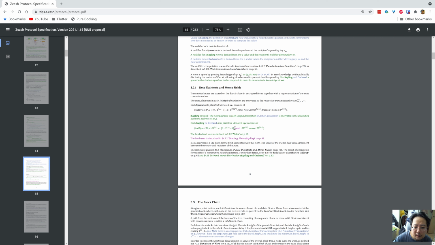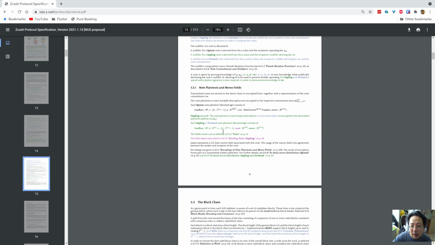Without this RC, if you had two guys paying you with the same amount and the same memo, that node would be exactly the same. So we need something that makes the node unique. That's the purpose of that RC.